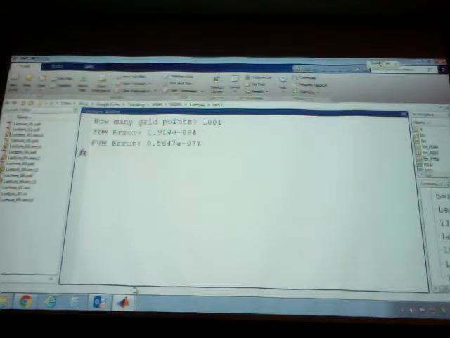So you can see finite volume is consistently, not by much, just a little bit, under the FDM error. FEM is taking a little while.